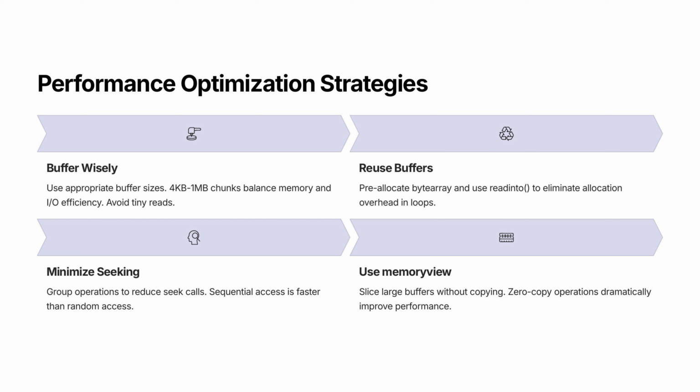Optimize performance by using buffer sizes between 4 kilobytes and 1 megabyte for efficient memory and I/O. Pre-allocate byte arrays and use readinto to reduce allocation overhead. Minimize seek operations by grouping tasks for faster sequential access. Utilize memoryview for zero-copy operations, enhancing performance by slicing large buffers without copying.